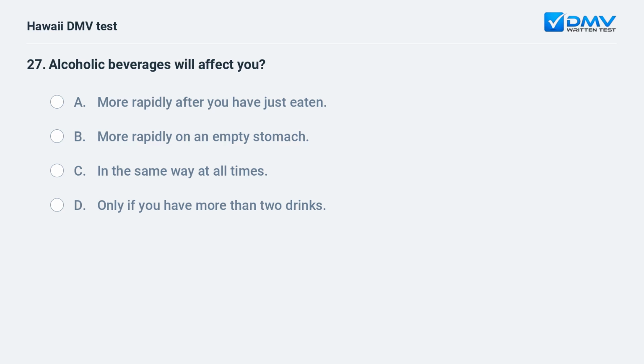Alcoholic beverages will affect you? A. More rapidly after you have just eaten. B. More rapidly on an empty stomach. C. In the same way at all times. D. Only if you have more than 2 drinks.